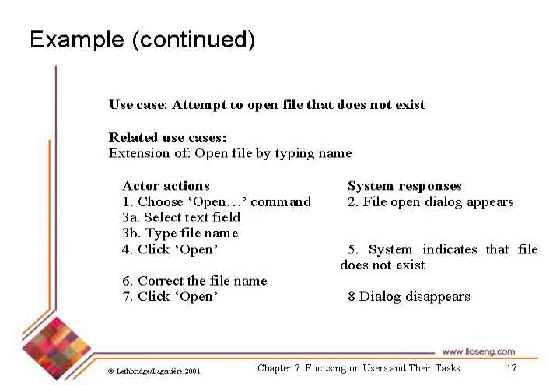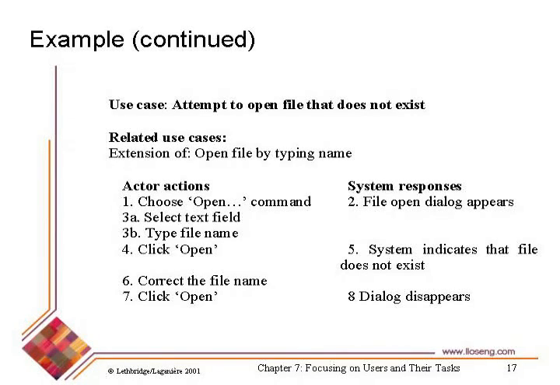So we're choosing the open command, file open dialog appears, the same thing. Then the user selects text field, types file name, clicks open, and the system indicates the file does not exist. So that's the main difference here. The user corrects the file name. Now we're going on to a slightly different path through the system.